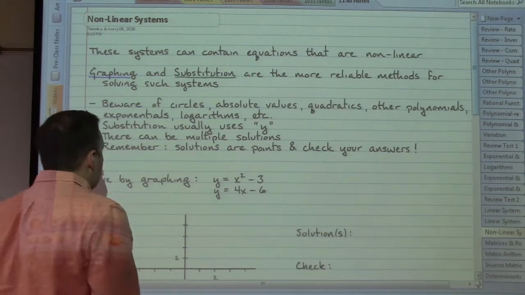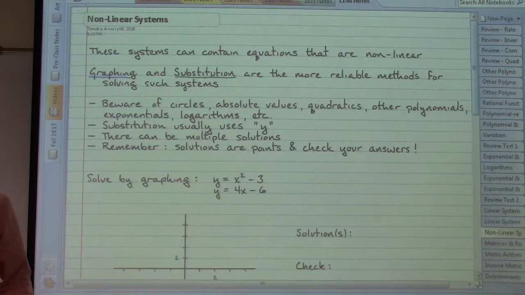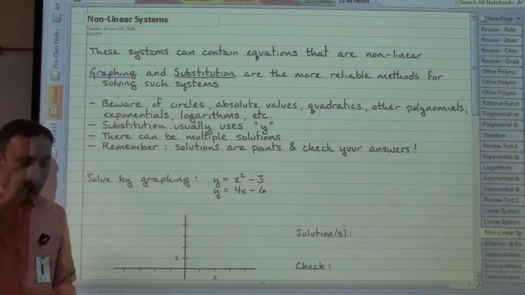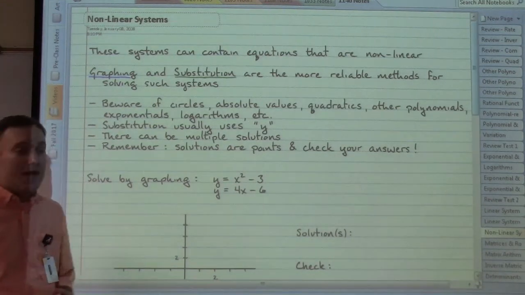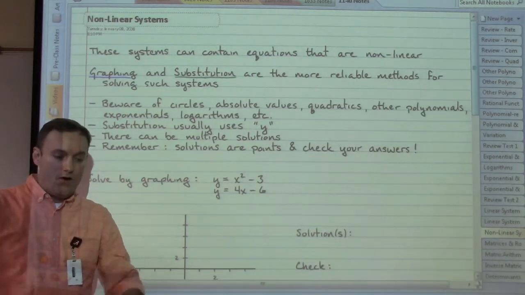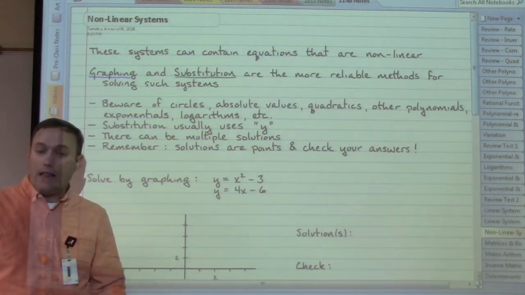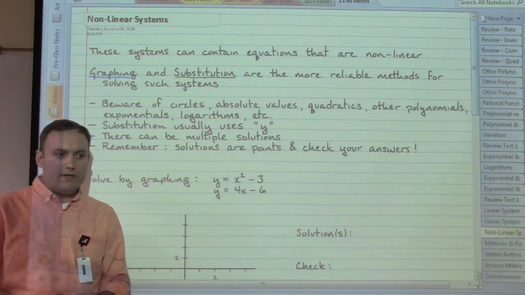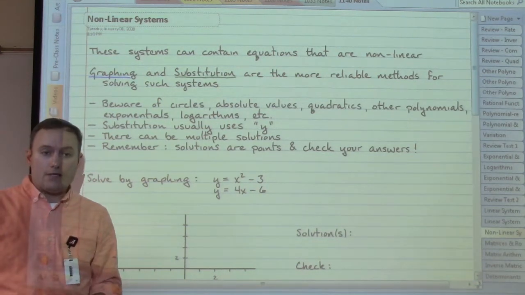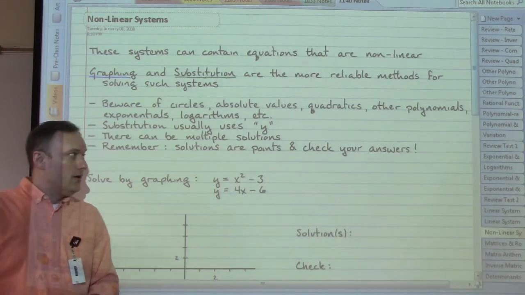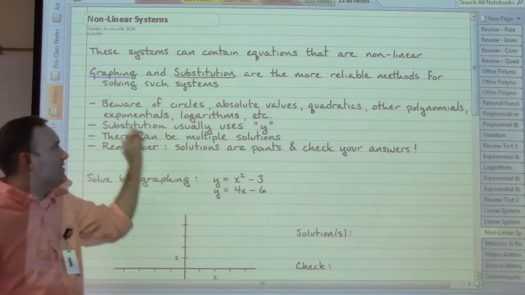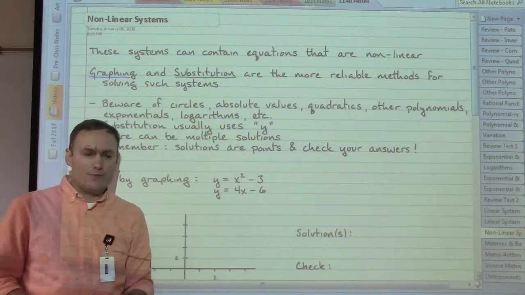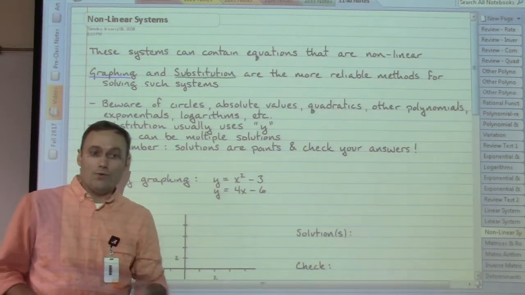Beyond stepping up our skills at solving systems by having more equations and more variables, we can also step up in a different fashion by having equations that are not linear. They're not lines. So we could have different sorts of equations that would give us quadratics, parabolas. We could have polynomials. We could have absolute values, exponentials, logarithms. We could throw in square roots, cube roots.